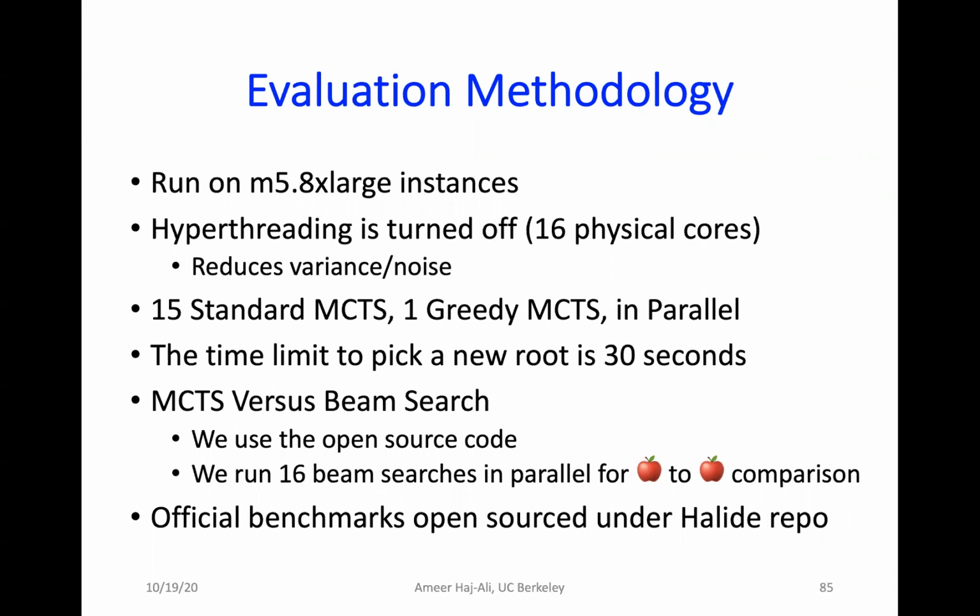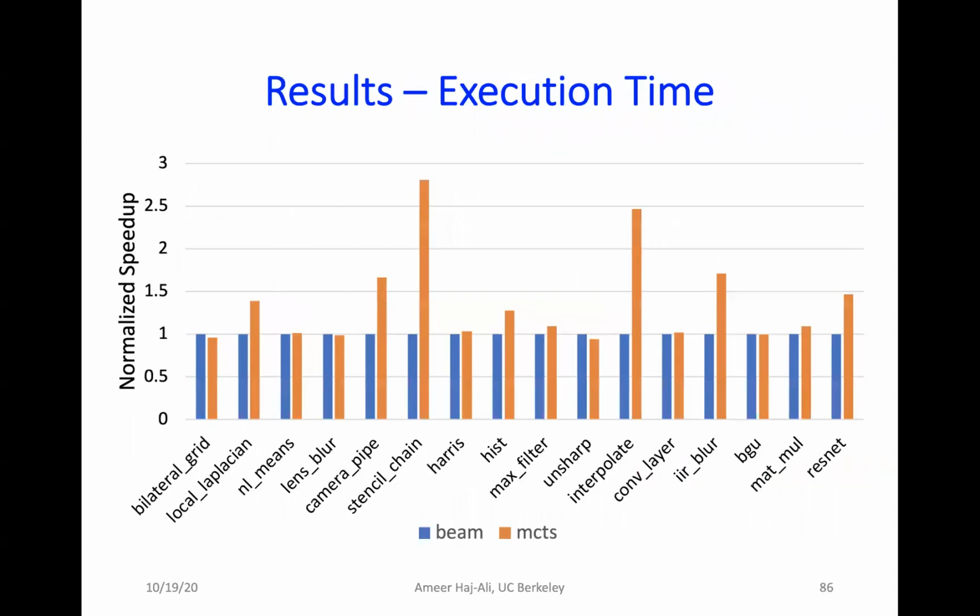And we compared it to beam search. We used the open source code, and we ran basically 16 beam searches in parallel for an apples to apples comparison. And we took the same benchmarks from this work, which is under the Haj-Ali repo. For some results, we have here 16 benchmarks comparing only MCTS and beam search. For most of these applications, we either achieved the same performance or we outperformed it by up to almost 3x.